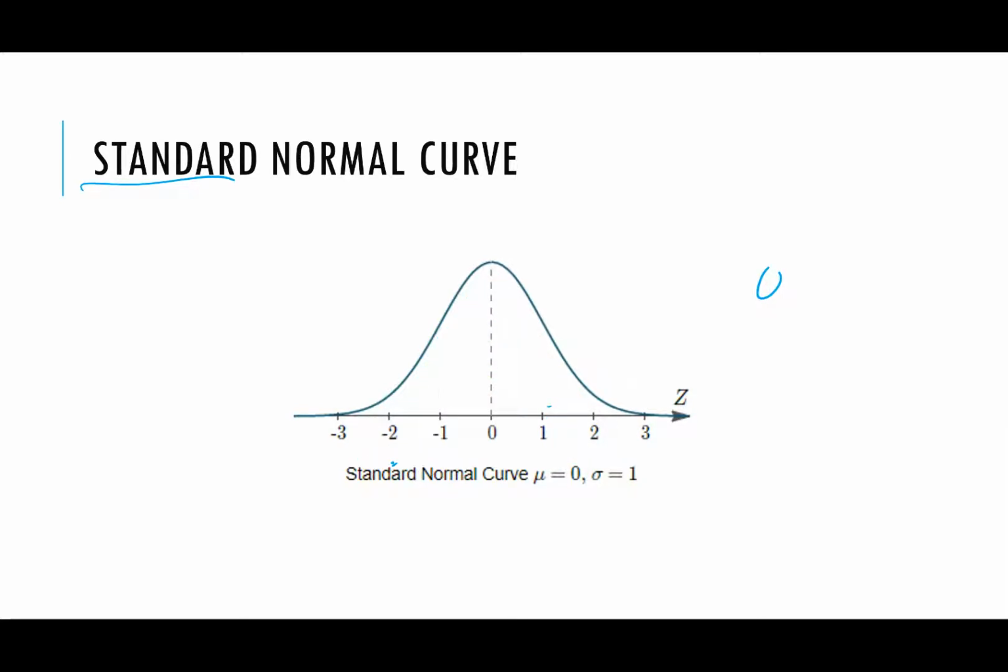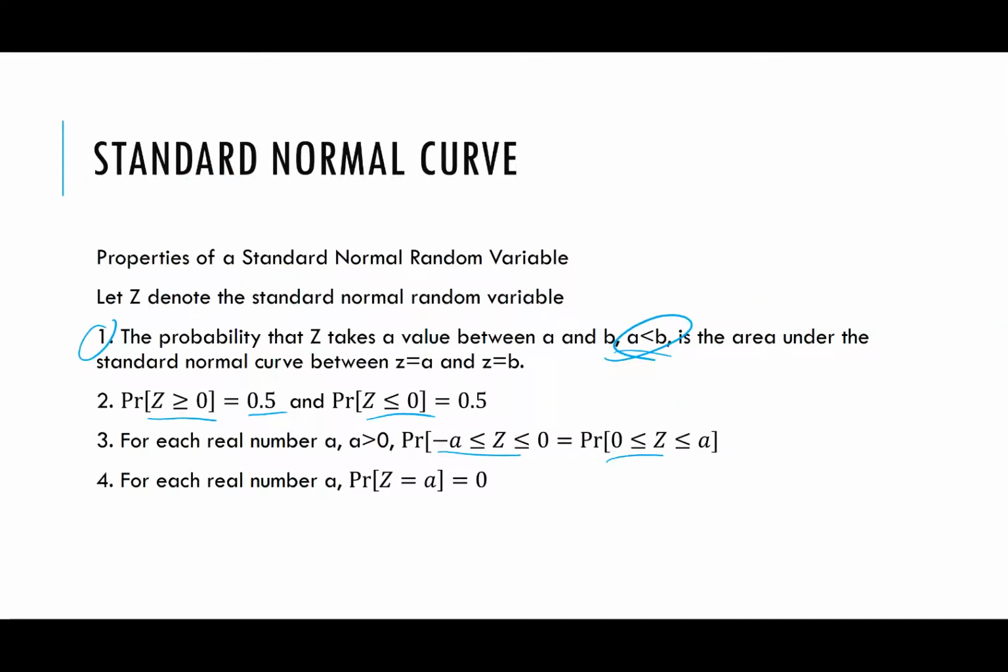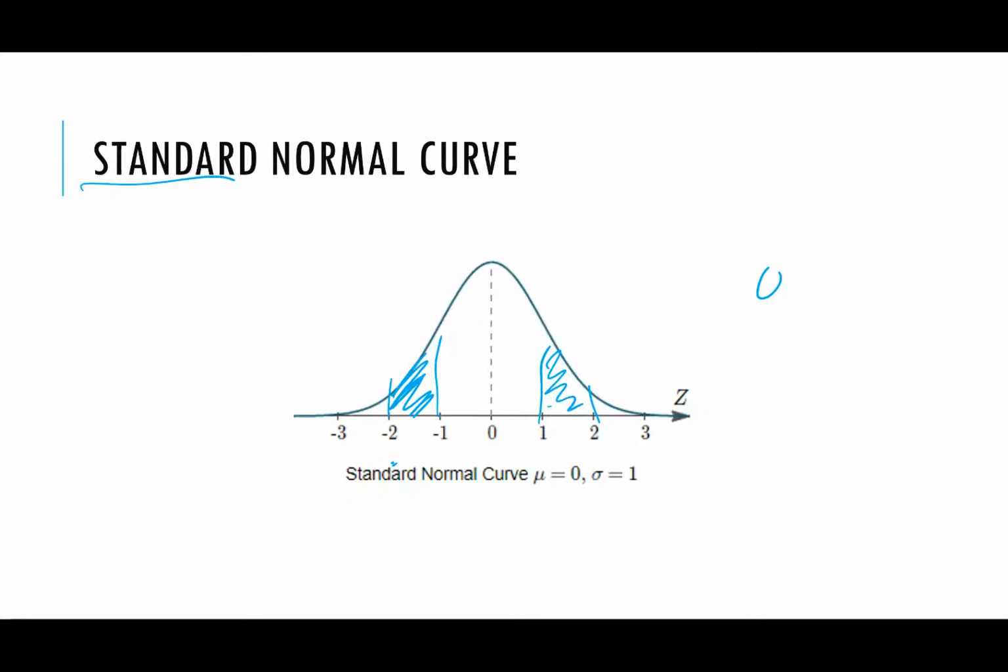So if I want to look from negative 1 to negative 2, that's going to be the same as 1 to 2, those are symmetrical. And for each specific number a, the probability is 0. So this probability only works for ranges. Like I said, this range from 0 all the way up, that's 50%. But if I take it down a bit, obviously this is less than 50%. I think that's 34% from 0 to 1.